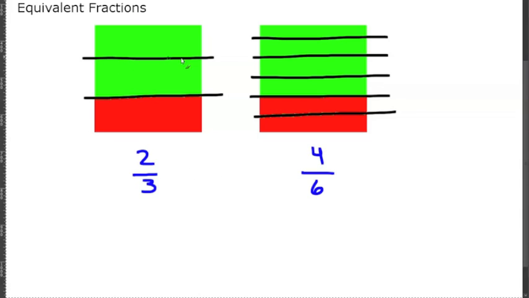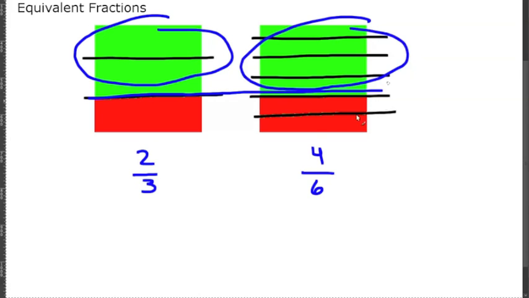But again, if we were to remove those black lines, we'd see that these areas are equal to each other. The green area over here is equal to the green area over here. So 2/3 is the same thing as 4/6. So those are equivalent fractions. Now we got 2/3 is equal to 4/6. So that means that 2/3 can be written as 4/6, or 4/6 can be written as 2/3.